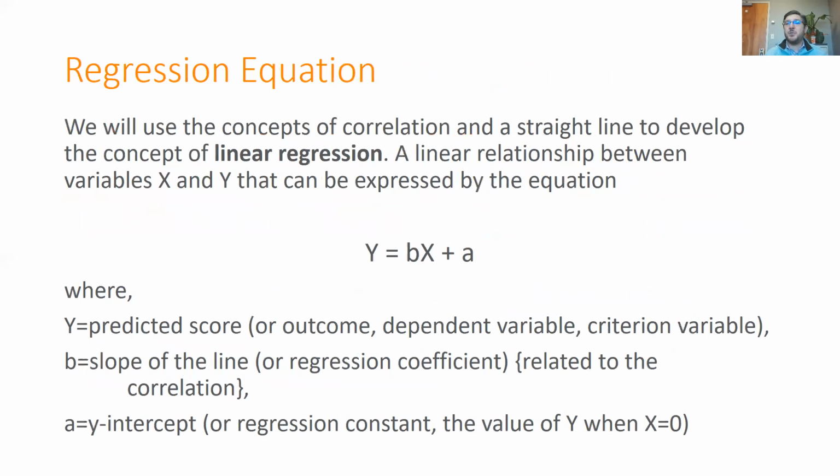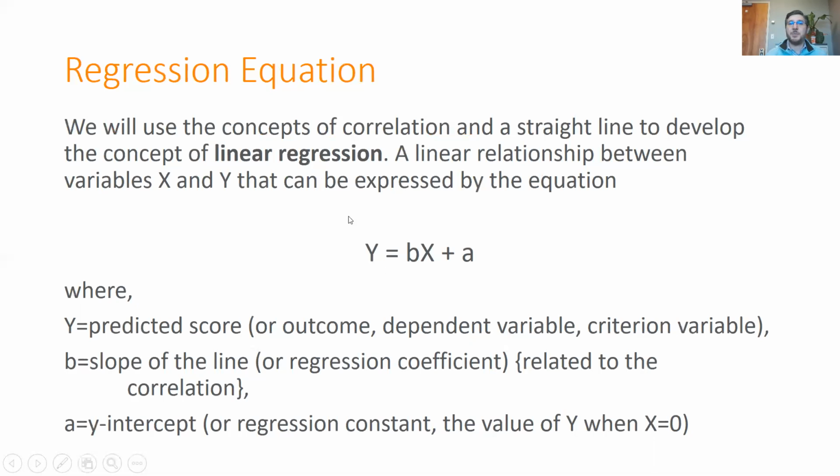So we're going to use the concept of a correlation in a straight line to develop our linear regression equation. All of these regression equations are expressed as follows: the predicted y equals b, which is the slope of the line, also called our regression coefficient, times our x value, the value of our independent variable, plus some constant. This a is called your regression constant, or y-intercept. It's basically the value of y when x equals 0.